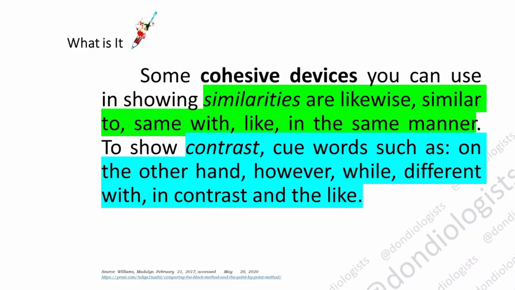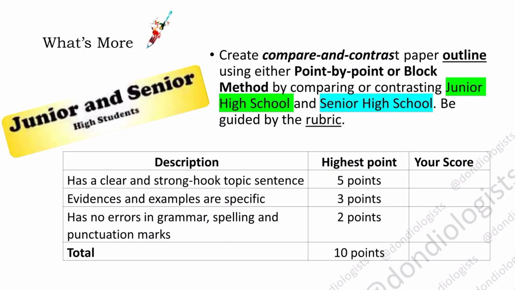Some cohesive devices you can use in showing similarities are likewise, similar to, same with, like, in the same manner. To show contrast, keywords such as on the other hand, however, while, different with, in contrast, and the like. Create a compare and contrast paper outline using either point-by-point or block method by comparing or contrasting junior high school and senior high school. Be guided by the rubric.